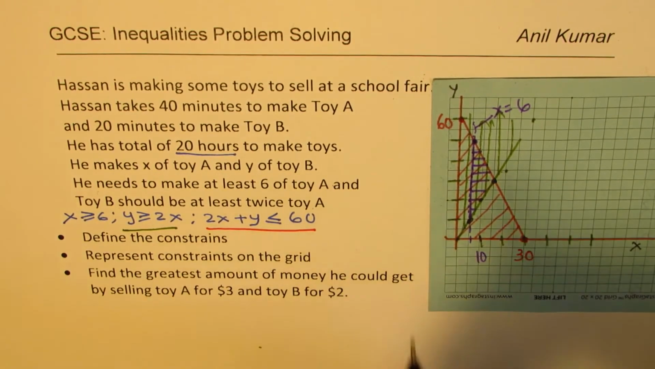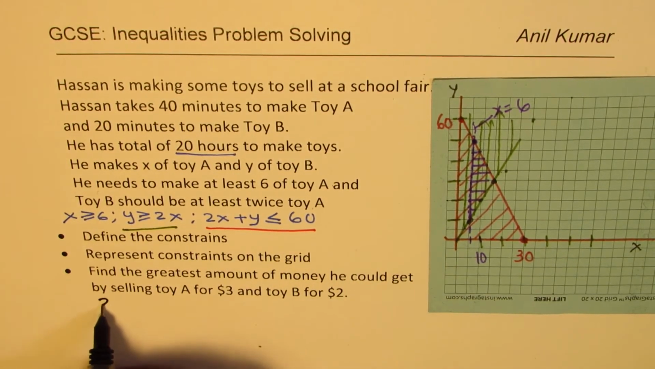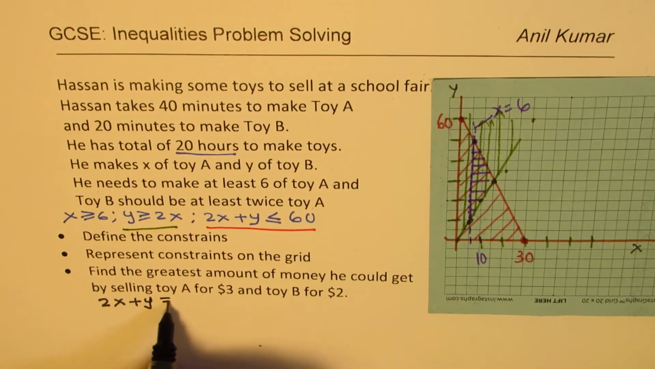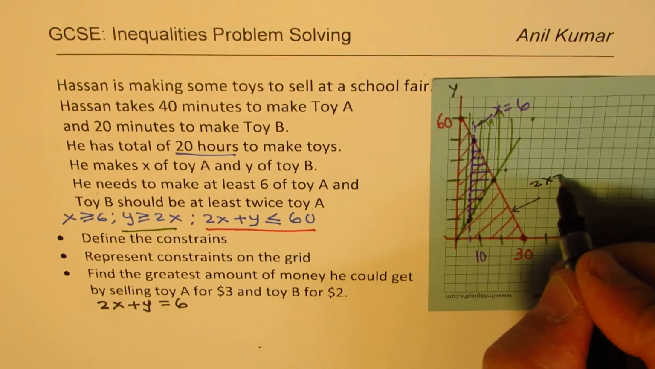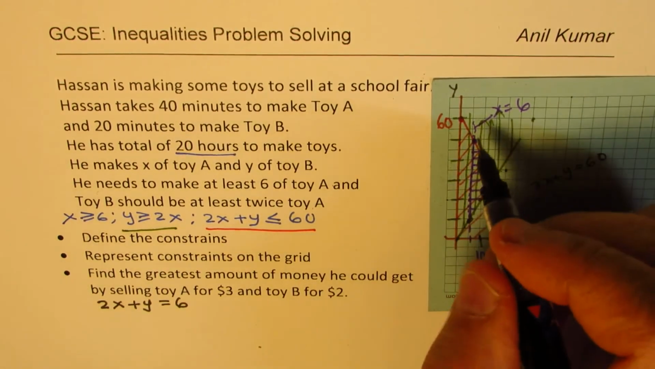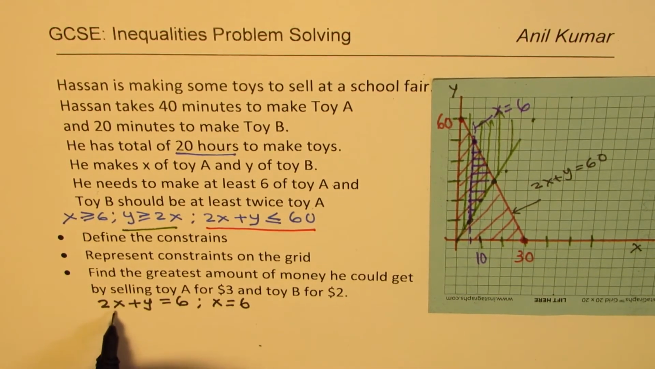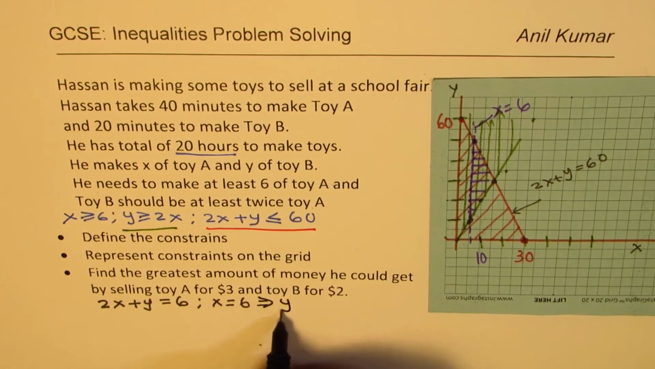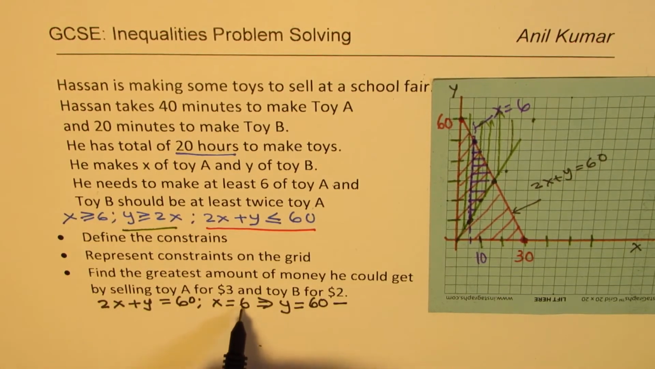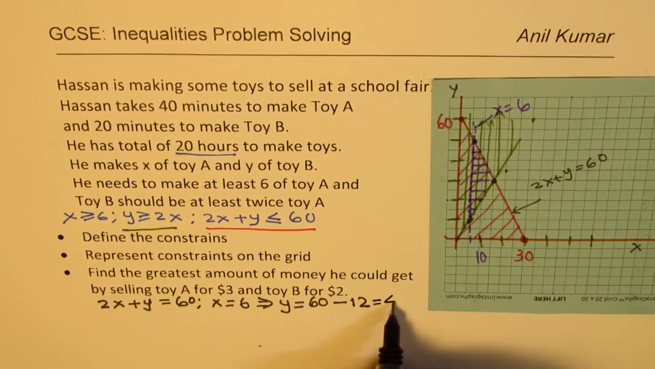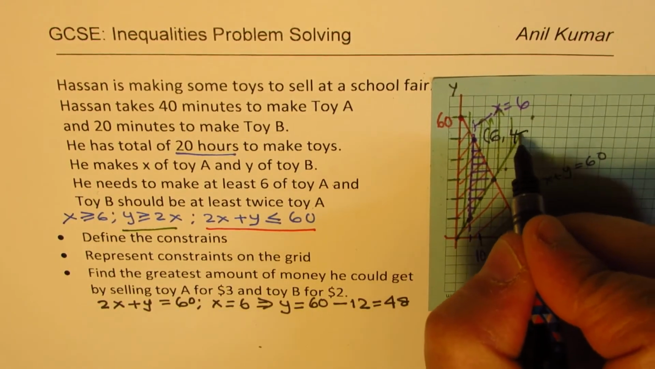Now, let's figure out the value. When x is 6, what is y? So we have 2x plus y equals to 60. That is the red line, right? And then we have x equals to 6. So if I put x as 6, what is y equal to? That gives me y equals 60 minus 2 times 6, which is 12, right? So that gives me 48. So this particular point here will be x is 6 and y is 48. Clear?